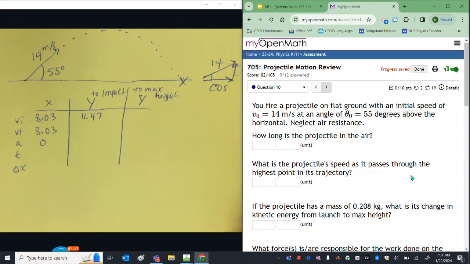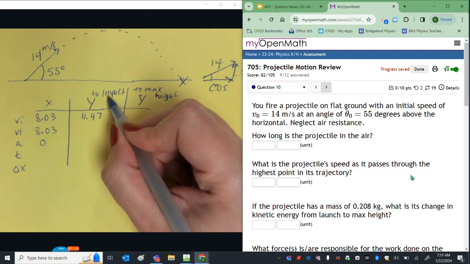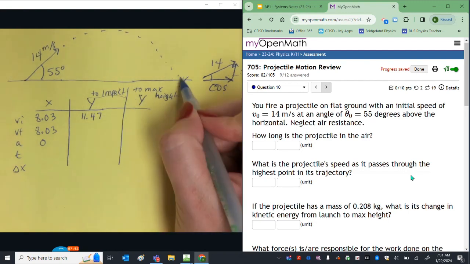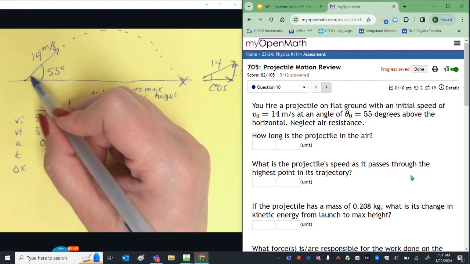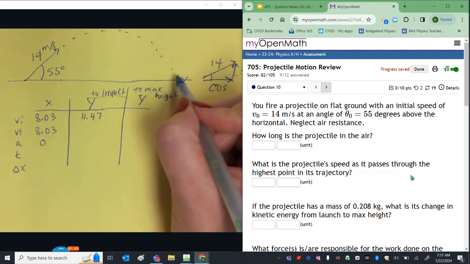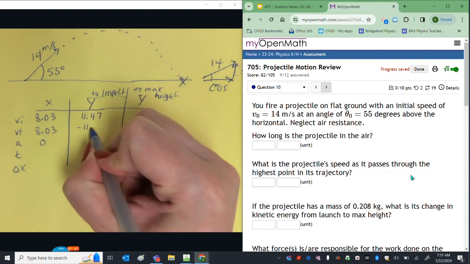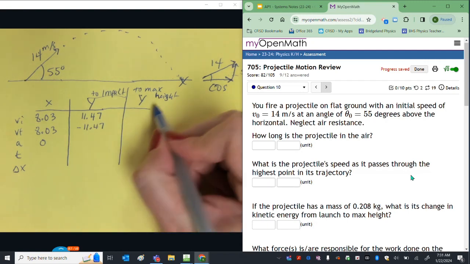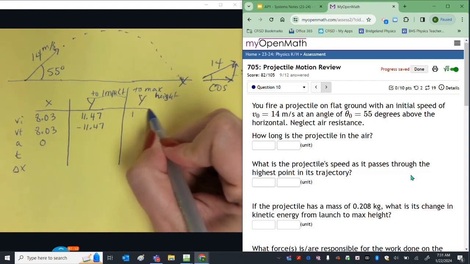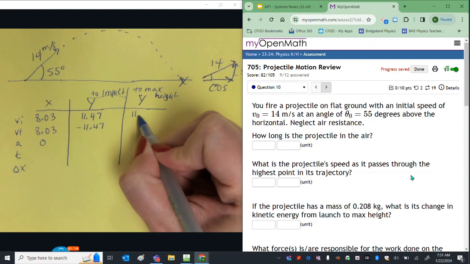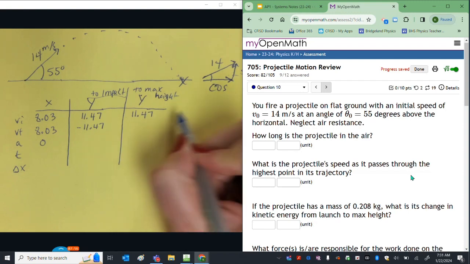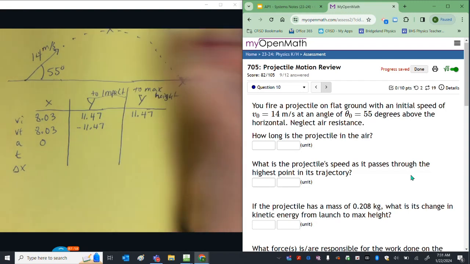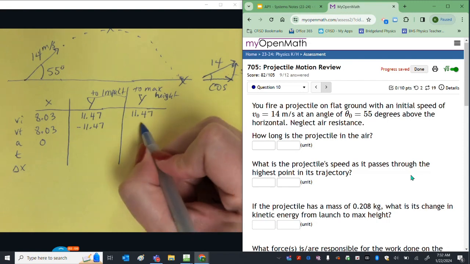14 times sine of 55 degrees is going to give me 11.47 meters per second. And if I'm going all the way to impact, my final velocity here at the end, if this starts out with 11.47 up, it will end with 11.47 down. But if I was to do this only to max height, if that's how I'm going to write my table, depending on what we're solving for, you might want to try that. Then up here, my final vertical velocity is 0.